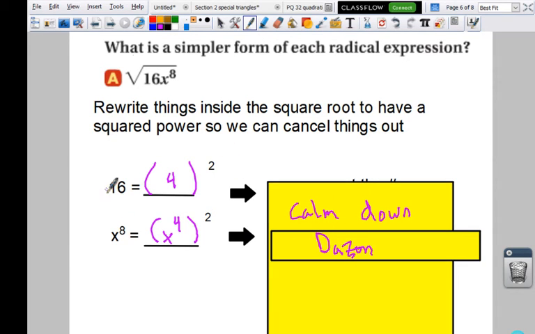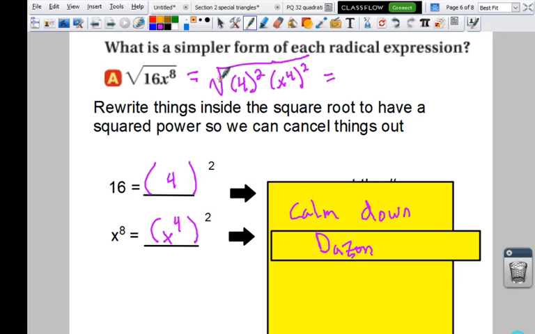So all we did was rewrite these things. I'm going to rewrite 16 as 4 squared, and replace 16 with 4 squared instead. So the square root of 16 is 4 squared. And I'm going to rewrite x to the 8th as x to the 4th in parentheses squared. I am rewriting this so I can simplify it. It's not a lot more writing, it's really quick, I'm just not skipping steps.